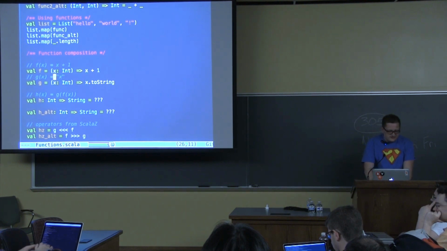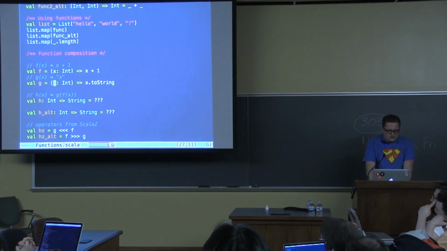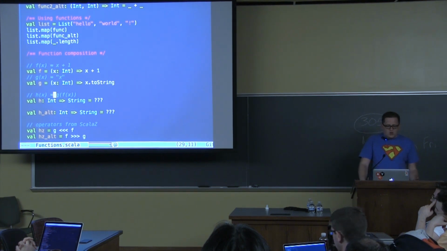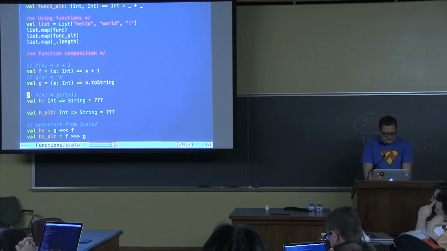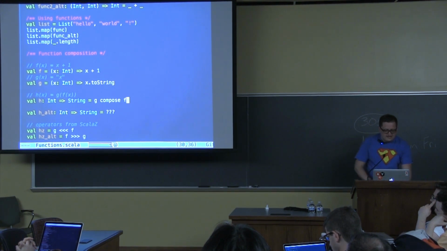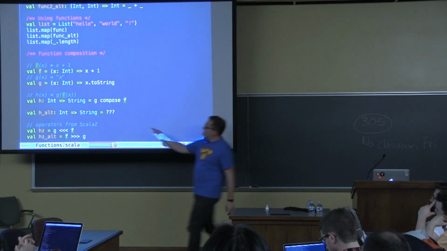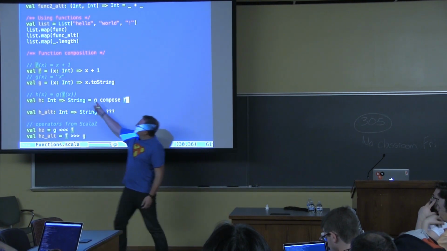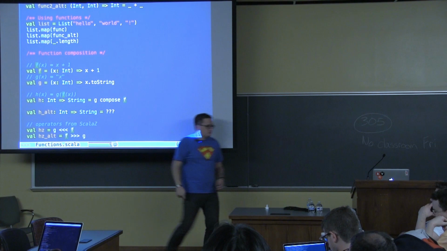So this is a function f that goes from integer to integer, and I have a function g which goes from integer to string. Now I can reason about a function h, which goes from integer to string, by simply composing those two things together. And if you're familiar with this mathematical syntax, this is pretty much the same thing that we're doing. So we can say g compose f, and that gives us a new function which will compose those two together.